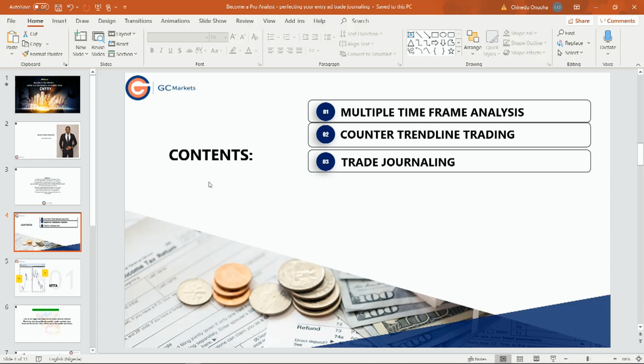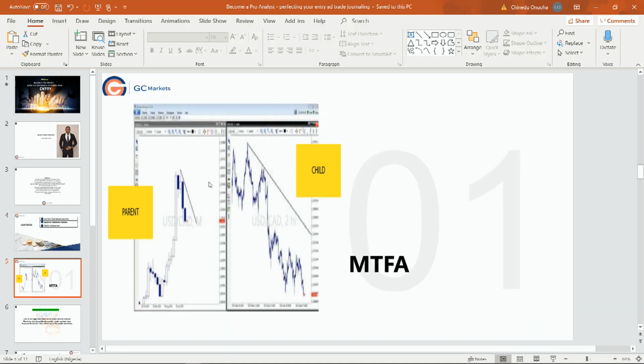Let us kick off by looking at multiple time frame analysis, or MTFA as I like to call it. Multiple time frame analysis is a process whereby we use multiple time frames, just as the name implies, to analyze a particular currency pair. This is because what you see going on in a lower time frame is a reflection of what the higher time frame is doing, just like this diagram shows here.